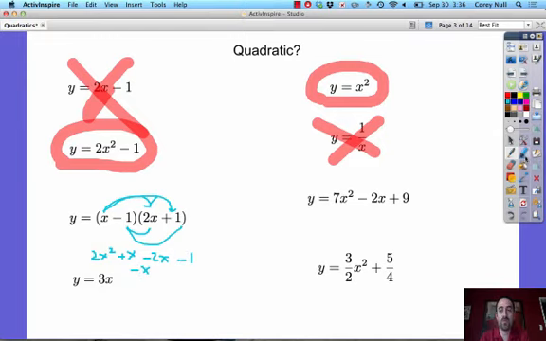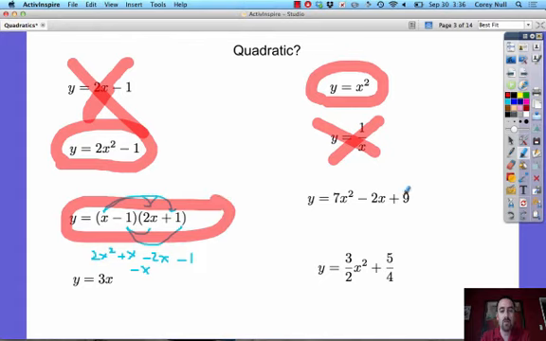This, too, is a quadratic, even though it's in a slightly different form. This one? Yeah, this is fine. 7 is A, negative 2 is B, 9 is C. This is fine.